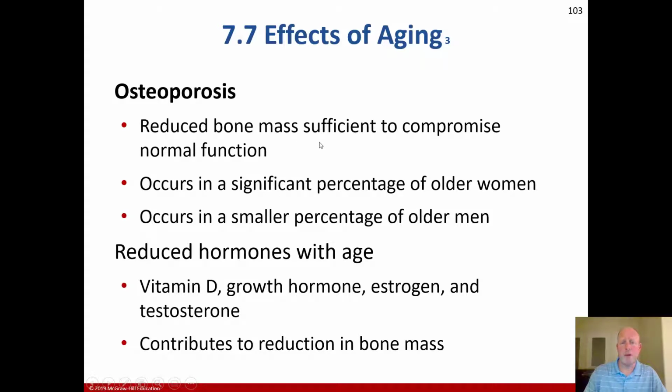Osteoporosis is reduced bone mass that's sufficient to compromise normal function. It occurs in a significant percentage of older women and a smaller percentage of older men. Reduced hormones with age are the result here. It's obviously more significant than osteopenia. Vitamin D, growth hormone, estrogen, and testosterone all play a role, and their decline contributes to osteoporosis. This contributes to reduction in bone mass. The most significant factor, unquestionably, is the level of activity. You can't keep yourself from aging biologically, but you can reduce some of its effects to some extent.